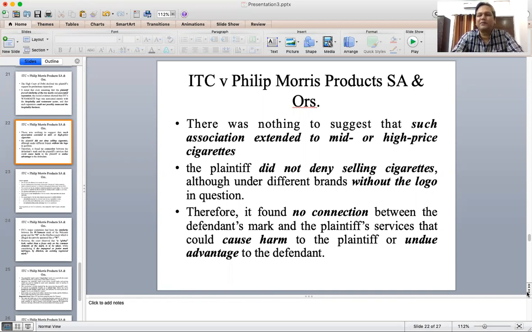So when it was examined, the court found no connection between the defendant's mark and the plaintiff's service that could cause harm to the plaintiff or undue advantage to the defendant. Now here the question or confusion may arise that we always take this very case for different goods and services. That is the precondition. So when we talk about well-known trademark, when we talk about dilution of trademark, we are always concerned with the mark which is used in connection with different kinds of services. So here also it is being used in a different kind of services.